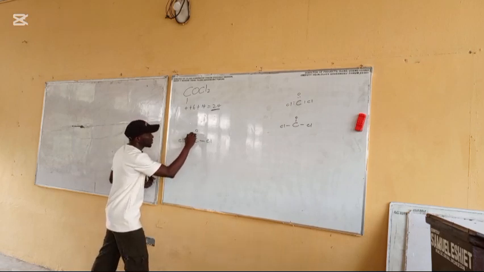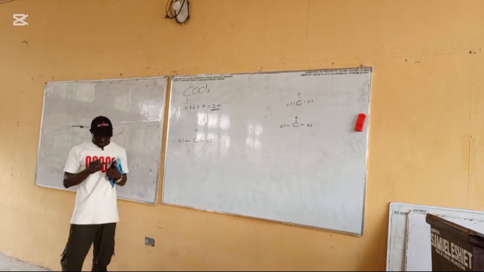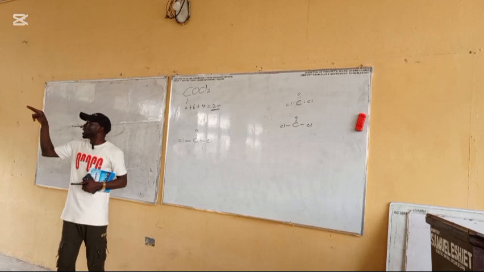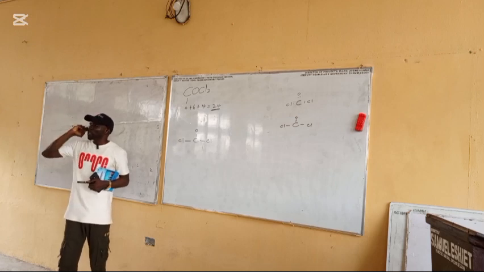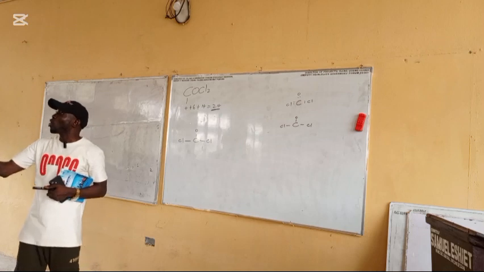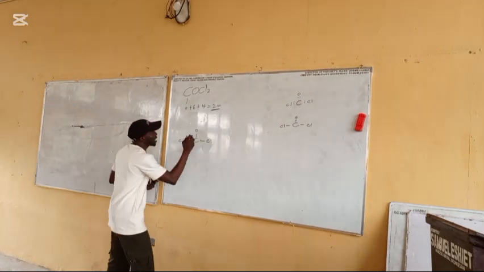2, 4, and what? 6. I hope you know by right, I'm supposed to drop all the other electrons around the terminal atoms. My first concern is to make sure that all the terminal atoms have attained octet. Let's try that. So this guy should attain octet.